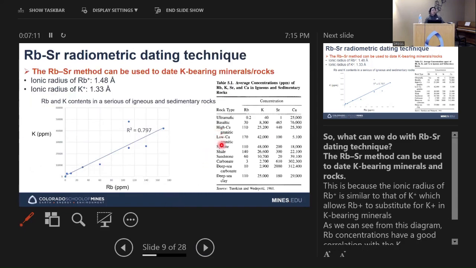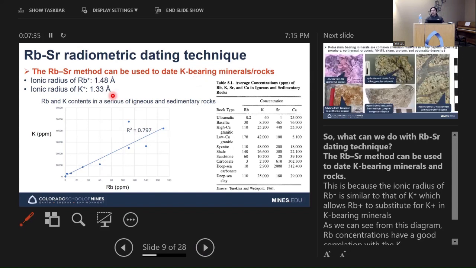And so what can we do with rubidium strontium dating? This method can be used to date potassium-bearing minerals or rocks. Why is that? Because the ionic radius of rubidium is really similar to the ionic radius of potassium. So this allows rubidium to substitute for potassium and go into the potassium-bearing minerals or rocks.